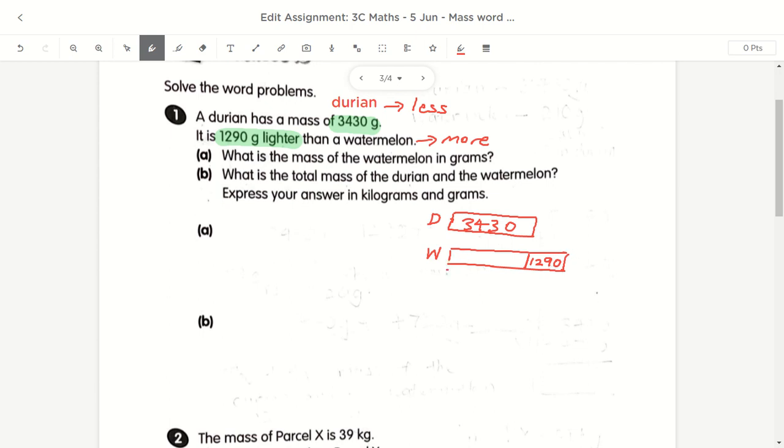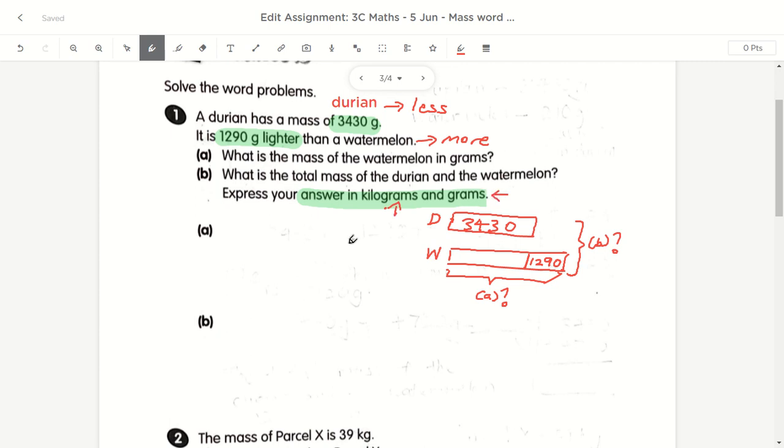So part A asks you what is the mass of the watermelon. So this is part A. And then after that, they're asking you what is the total. Total means altogether of the durian and the watermelon. So this is part B. And the most important thing here is this part, which you should highlight. They want your answers to be in grams and kilograms. So you cannot just put everything in grams. You must change to grams and kilograms. So pay attention to this part when you solve your answer.